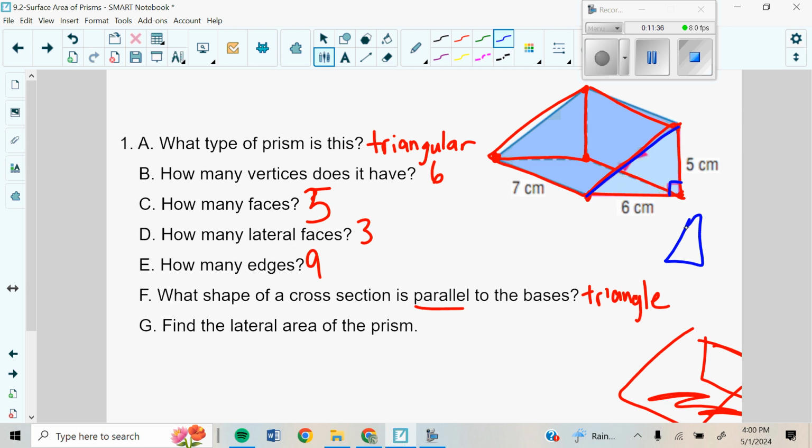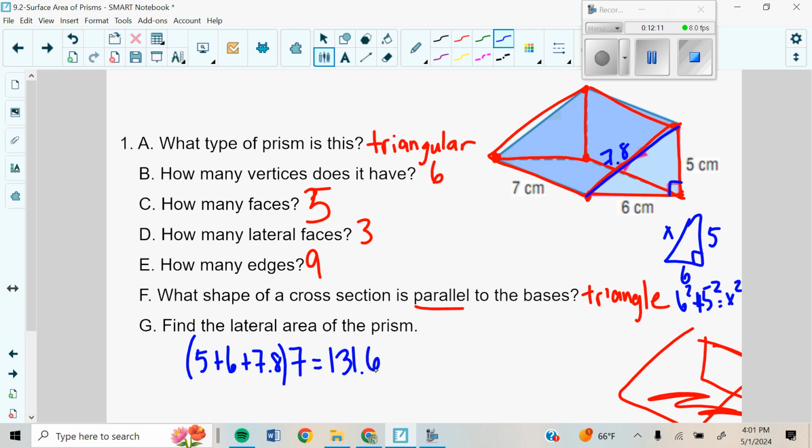So think about it this way: 5, 6, you need x. So 6 squared plus 5 squared equals x squared. Go ahead and jot that into your calculator quick. And we find that missing side to be 7.8. So now we're going to do our perimeter: 5 plus 6 plus 7.8. And we're going to multiply it by our height, which was 7. Jot that into your calculator. And we get 131.6 centimeters squared if you needed a label.